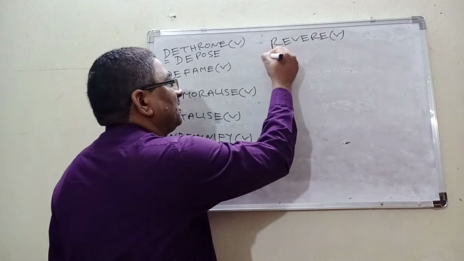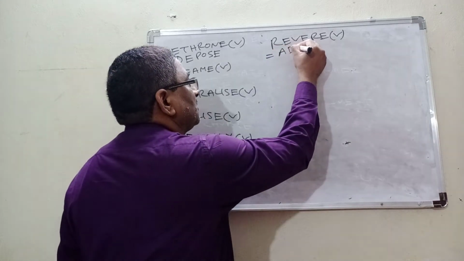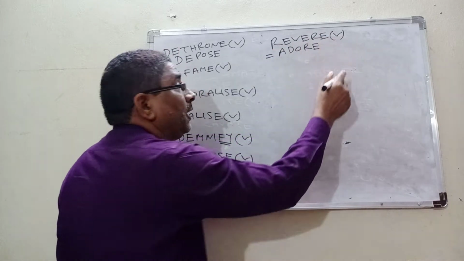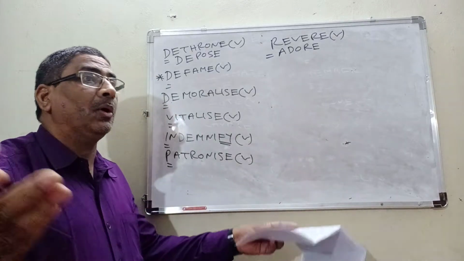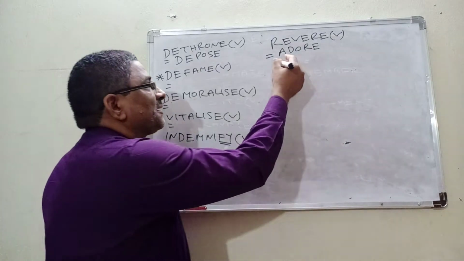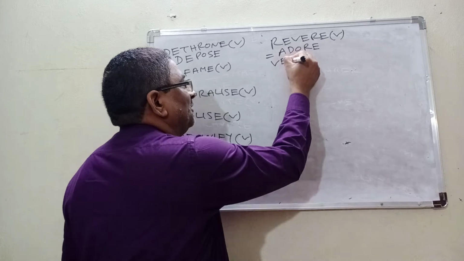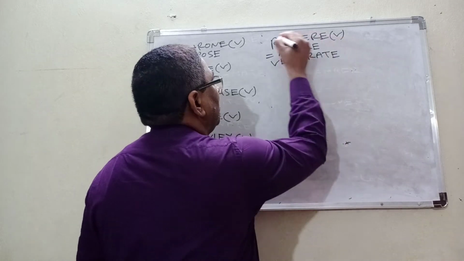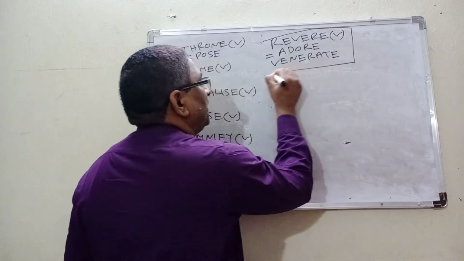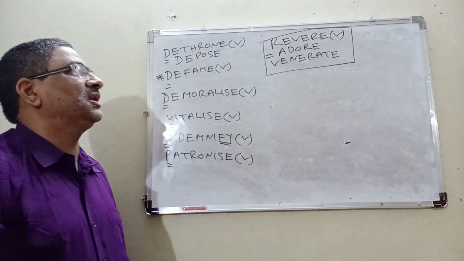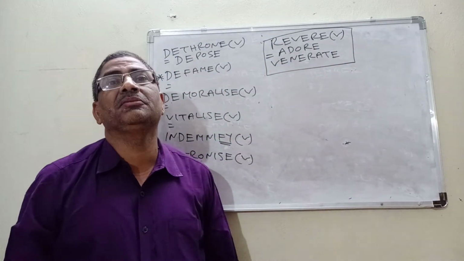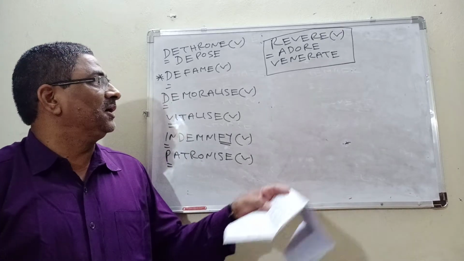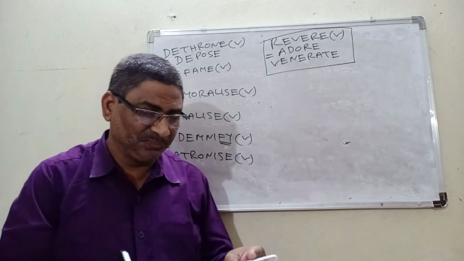This word has got an excellent synonym. I can use A-D-O-R-E, adore. I would like to adore all my teachers. I can write another wonderful synonym, venerate, venerate. Whenever you want to talk in any important public functions or anywhere, you have to compulsorily use one of the words. I would like to revere, I would like to adore, I would like to venerate.